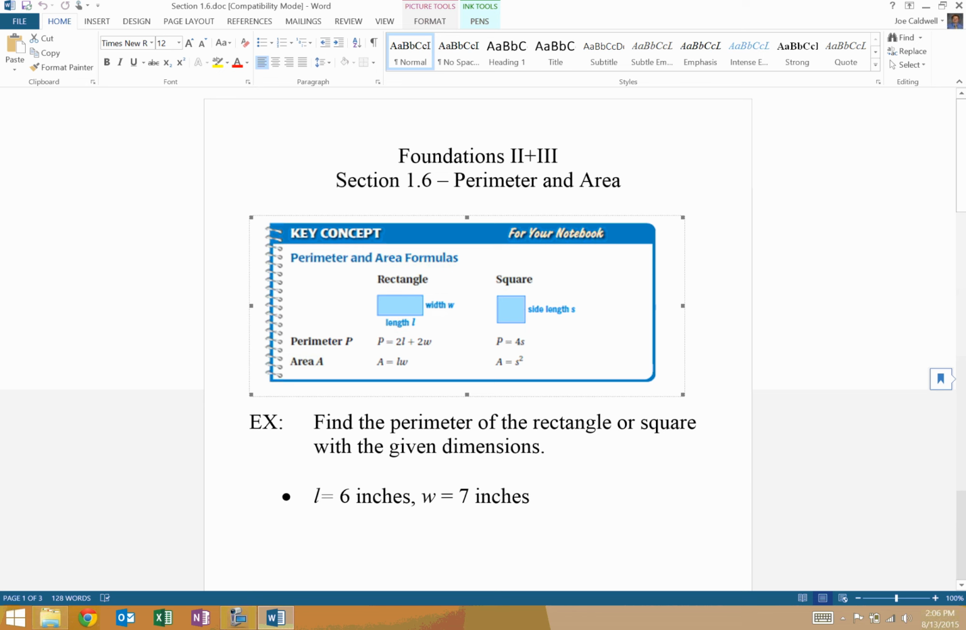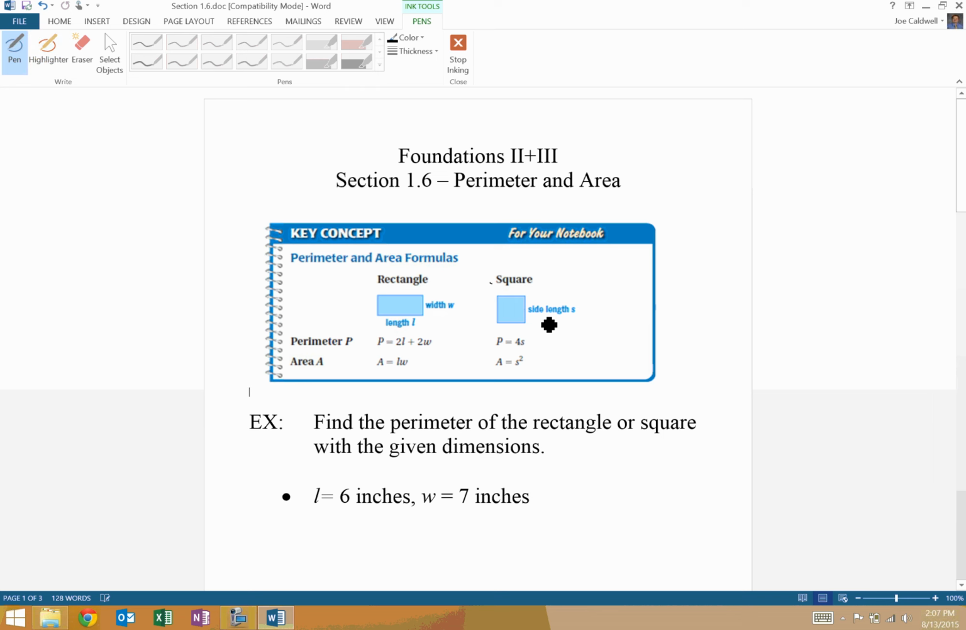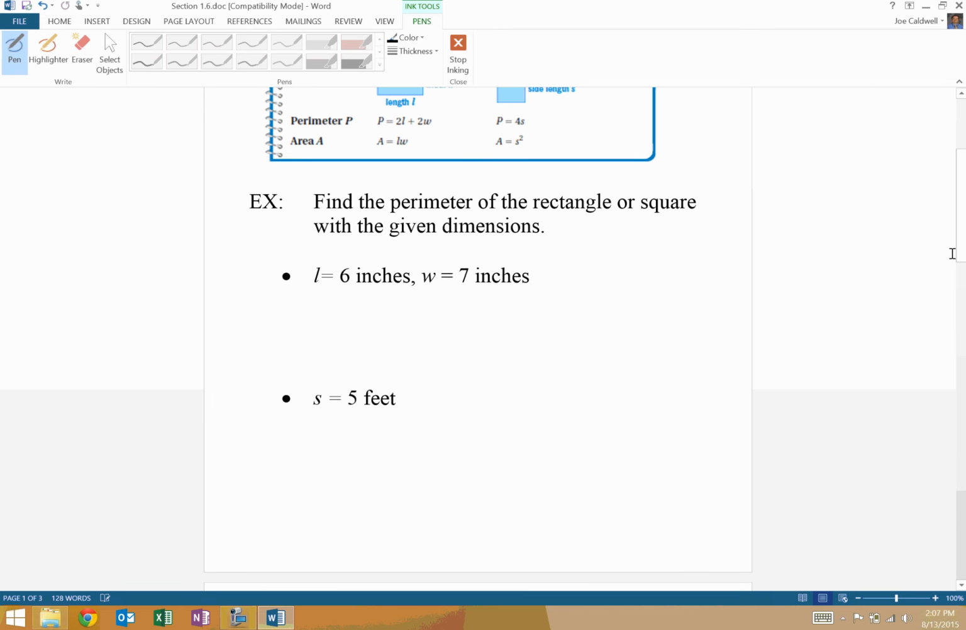You can do it a little bit differently for a square because squares have the same side length. So you can just multiply it by 4, and then that would give you all the way around. Okay? So let's look at that here. So we're going to plug it into our formula for this perimeter of a rectangle.